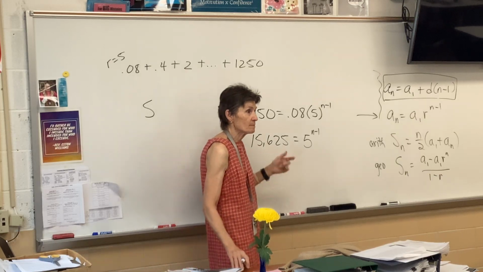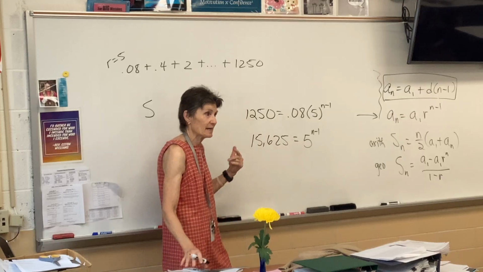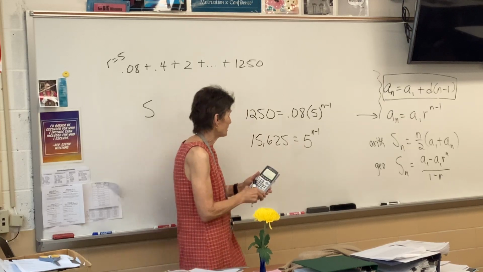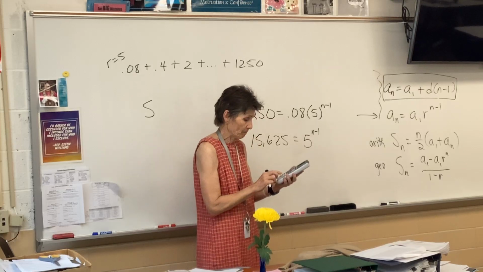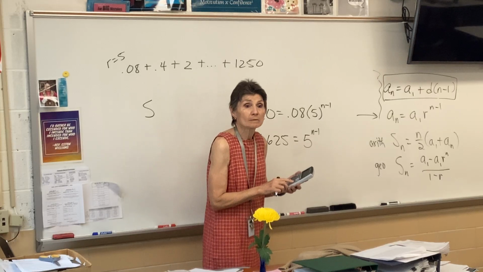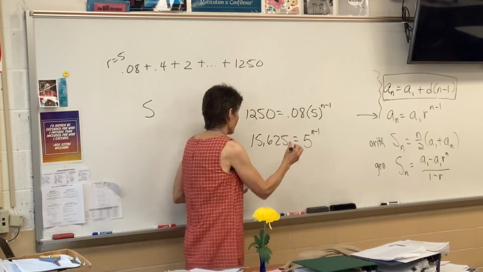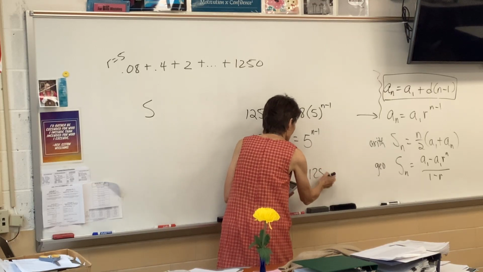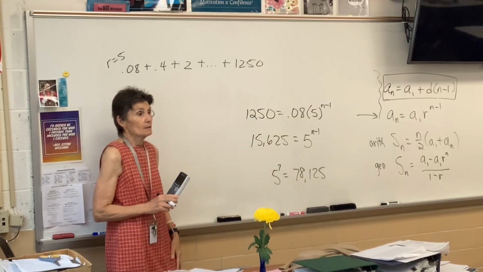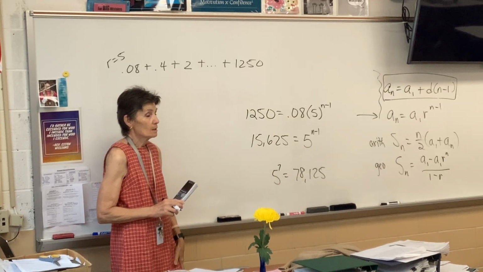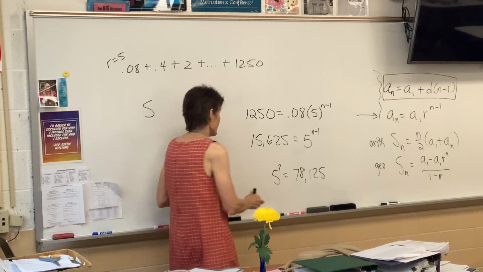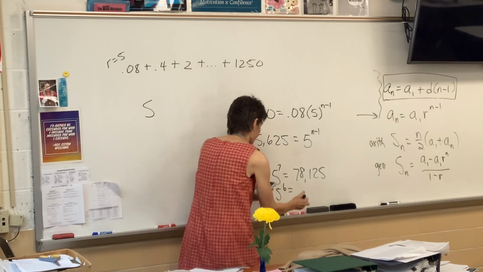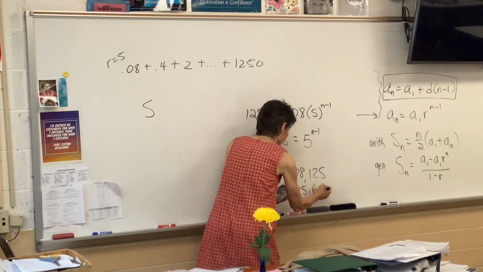I could use logarithms to solve this, but I think I can have you do it a little quicker than that. I'm just going to try something. What do you think? 5 to what power? Give me a number. 7? 5 to the 7 is actually 78,125. So 7's too big. So 5 to the 6 is the number I want.